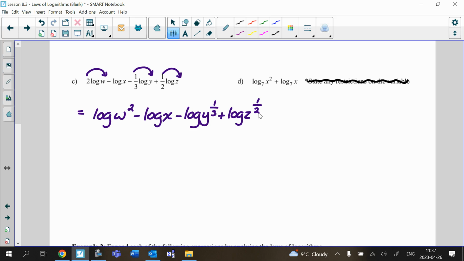What goes in the numerator? Anything that has plus in front. W squared times z to the 1/2. Anything that has a minus in front is getting divided, so it goes in the denominator. So x down here times y to the 1/3. We could change the fraction exponents to radical form. You don't have to. So I would suggest just leave it like this. It'll be fine.